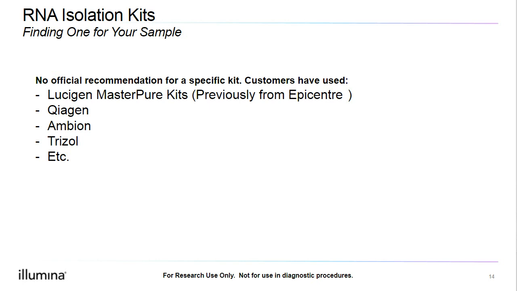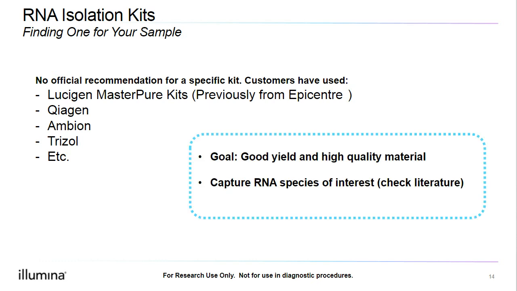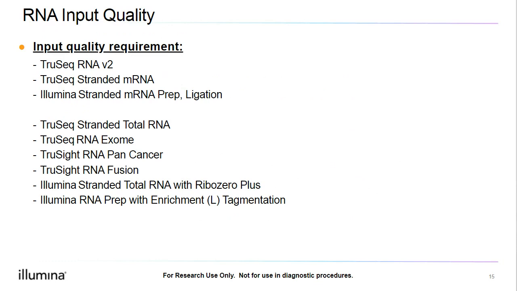So what we want from RNA isolation kits is good yield and high quality material. And as always, check the literature to make sure that we're capturing the right species. Our RNA input quality will dictate which kit can be used for our needs. Earlier, I briefly mentioned these library prep kits and their different applications. If we have high quality input RNA, we're able to use any one of these kits. What we mean by high quality is RNA with RIN, or RNA integrity number, greater than 8.